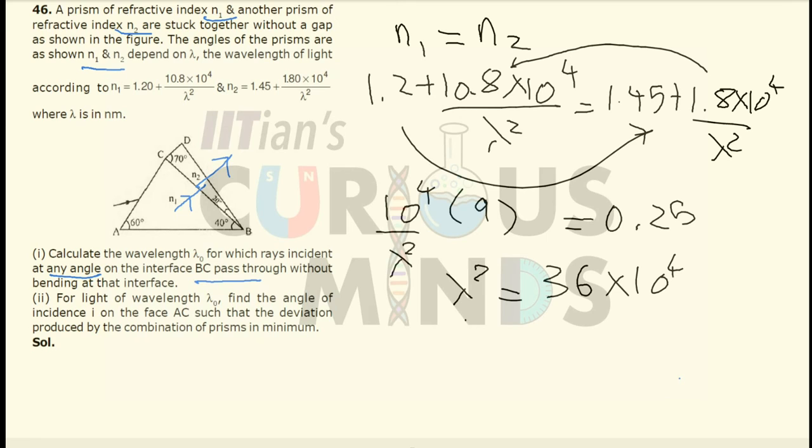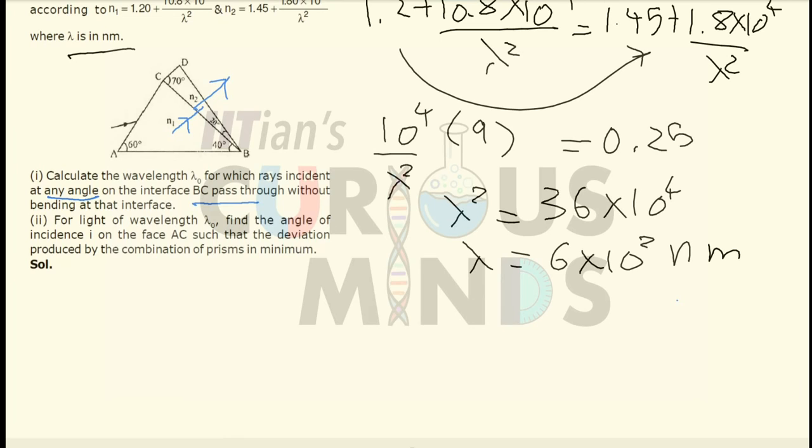Okay, so lambda over here will come out to be 6 into 10 raised to 2 nanometer, because it is specified that the lambda over here is in nanometer. So now over here lambda, or let me take this as lambda naught because it is specified only at a particular wavelength. Both the refractive indices will be same. Okay, so I got the value of lambda naught over here.